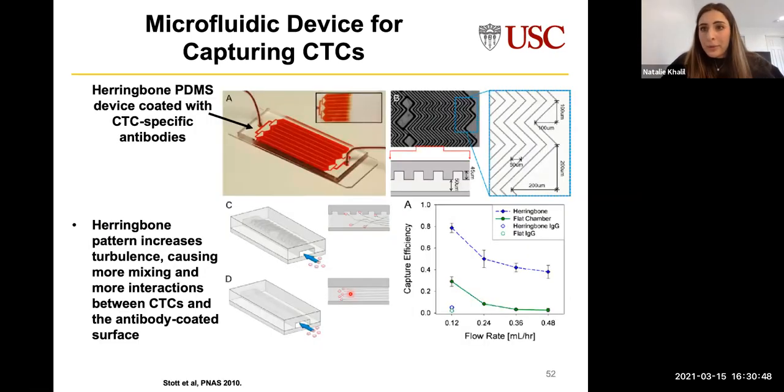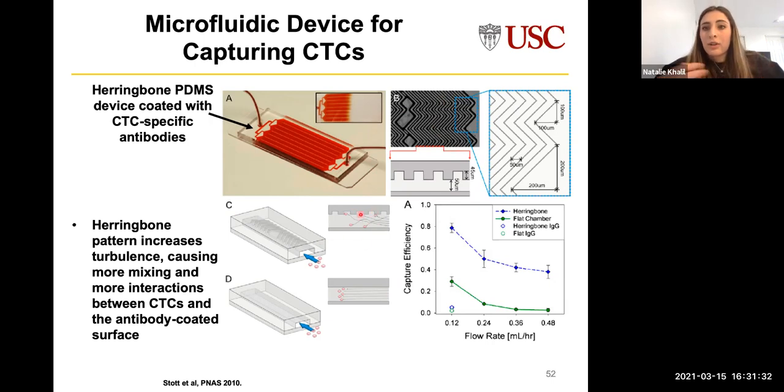Okay, and so another example of this, a second method of using microfluidics to capture circulating tumor cells, is to use a PDMS device with a herringbone structure, which refers to these ridges, that is similarly coated with CTC-specific antibodies. And so if we look at this figure, with a regular smooth microfluidic channel, we talked about how flow is laminar. So the molecules will sort of travel parallel to one another until they exit the device. But with the herringbone structure, this is another way of using geometry to introduce turbulence or mixing. So flow will be disrupted.